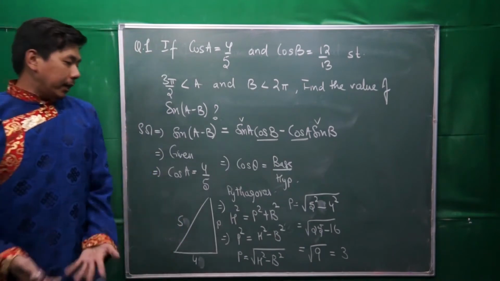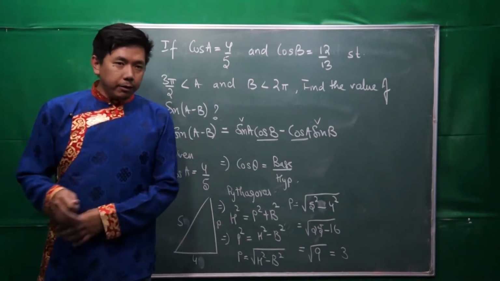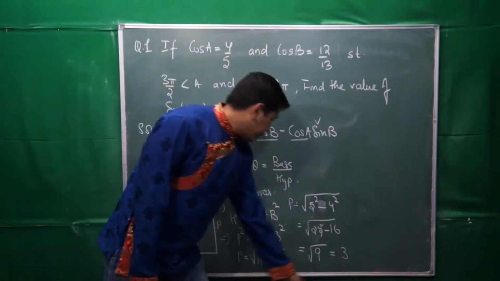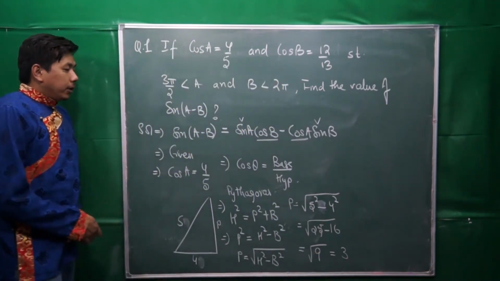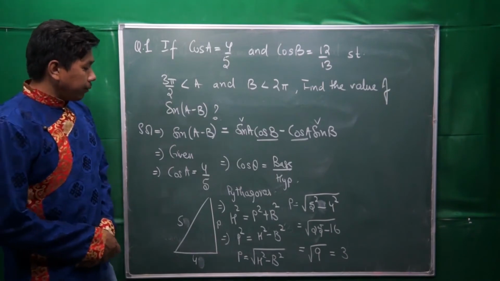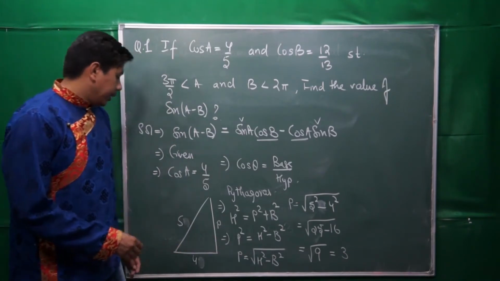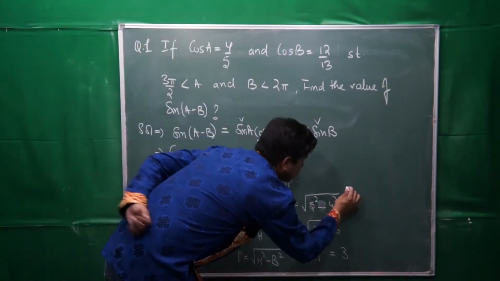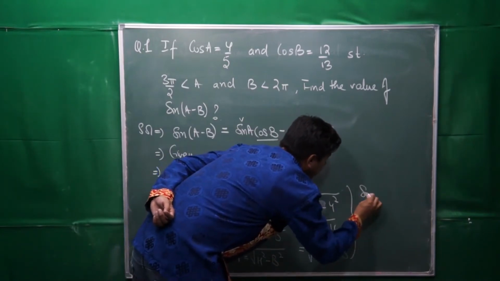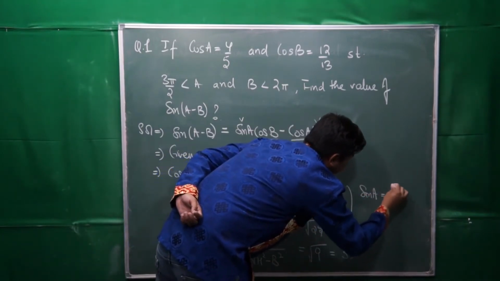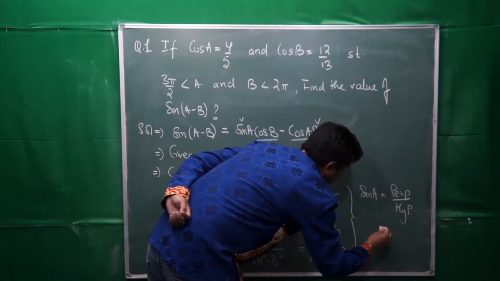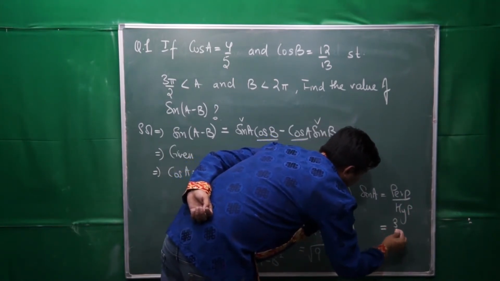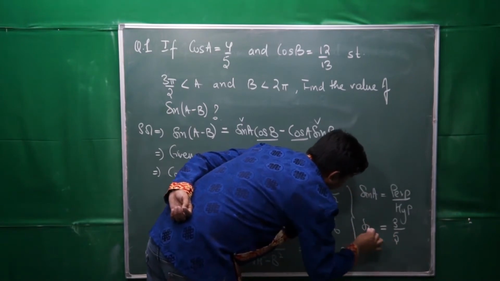However, length cannot be negative, so we are going to neglect the negative part and take into consideration only the positive value. Okay. So this is perpendicular, which comes out to be 3 in this case. So since perpendicular is 3, therefore sine A is perpendicular upon hypotenuse, equals 3 upon 5.